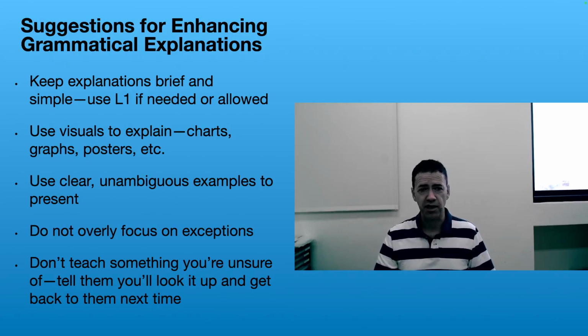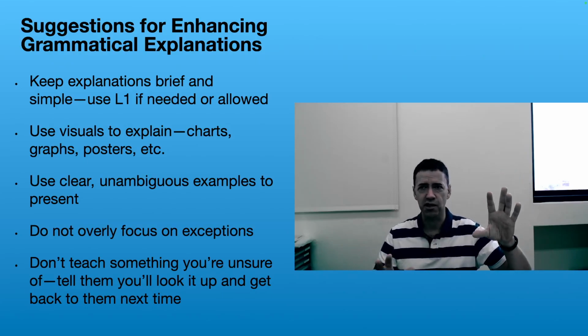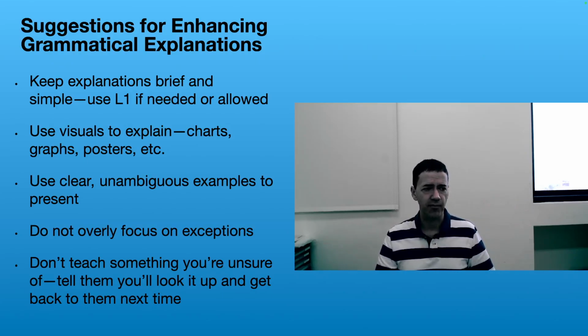Use visuals to explain. That's very helpful. Charts, graphs, posters, whatever way you can, use the new online software. There's a lot of them that are great for organizing on the screen. It's probably better than writing on the chalkboard. Use clear, unambiguous examples. I can't stress this enough. Your examples have to be very clear and unambiguous, and they have to match exactly what it is that you're saying. Another thing is, in English, we have a lot of exceptions to the rule. Don't focus too much on those. It's confusing for students. Just deal with them when they show up.